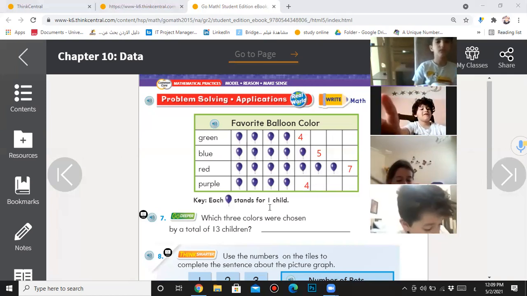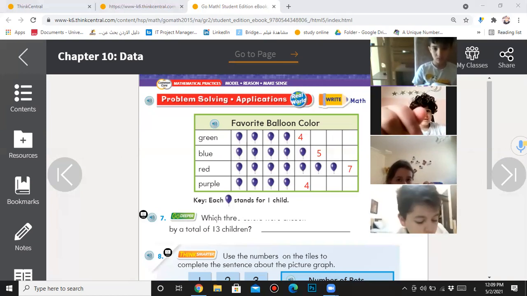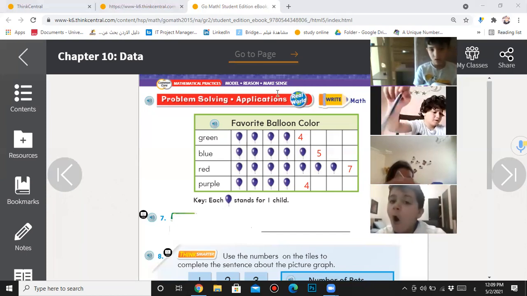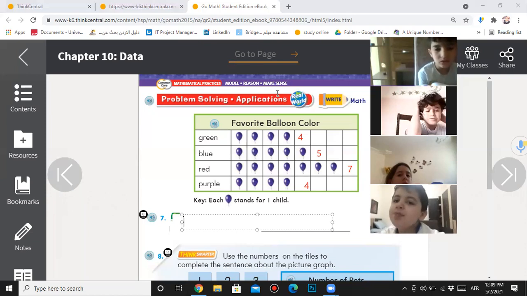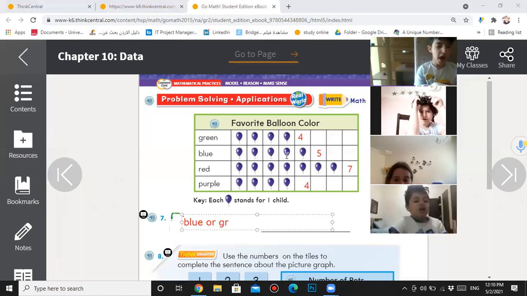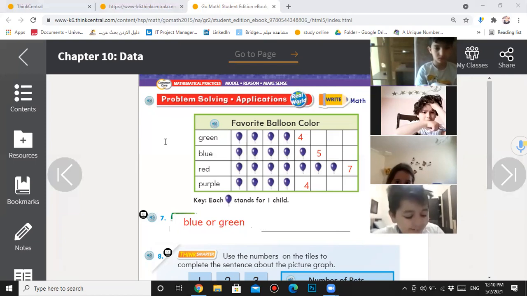Okay. For question number 7, they ask how many children choose the color blue or green. What do you think? The keyword is or, because or means plus. Great job, but it is not your turn. Ahmed, what do you think? Plus or minus?